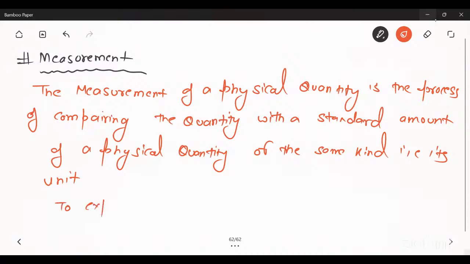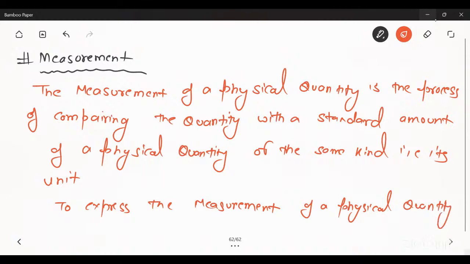To express the measurement of a physical quantity, we need to know two things. Now see, what is measurement? Measurement is defined by a numerical value and its unit.